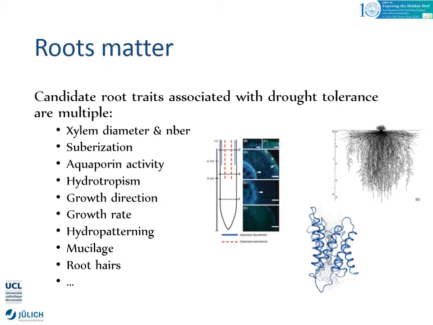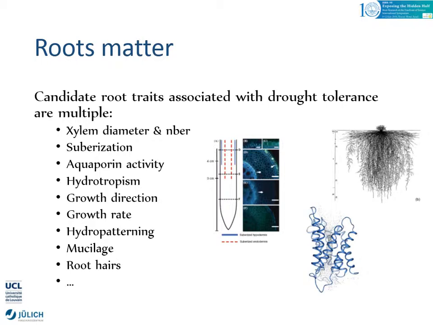So we want to improve plant tolerance to drought stress, but how to do it? So breeders have pointed out root traits which are associated with drought tolerance, like xylem diameter, so plants with lower xylem diameter spare water and are better in case of drought, suberization, aquaporine activity, hydrotropism. Yeah, I speak about hydrotropism actually.